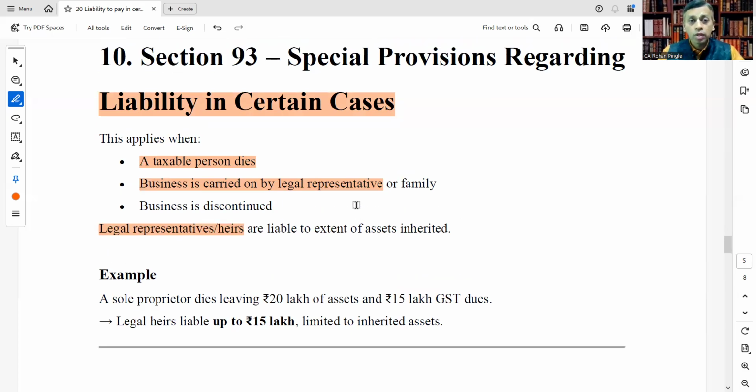Very important. Section 93 talks about special provisions regarding liability in certain cases, that is, it applies when a taxable person dies. Business is carried on by the legal representative or family; if the business is discontinued, the legal representative or heirs are liable to the extent of assets inherited.